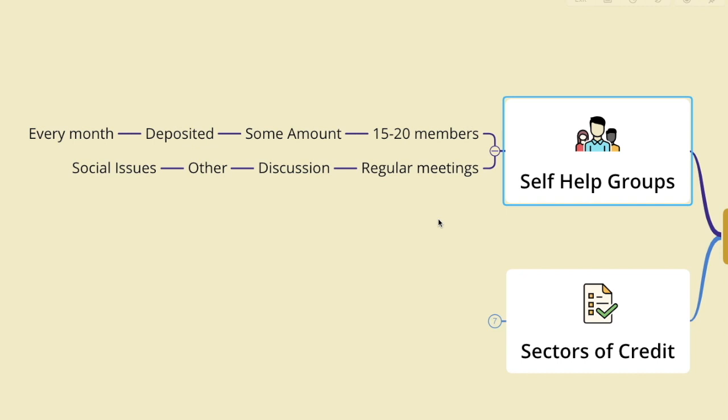Why? They have regular meetings, and because of the regular meetings, along with discussions of money, they also discuss social issues such as cleanliness in the society, public health, transport, better educational facilities. They try and discuss this. So these self-help groups work out wonderfully. So that's it for today.